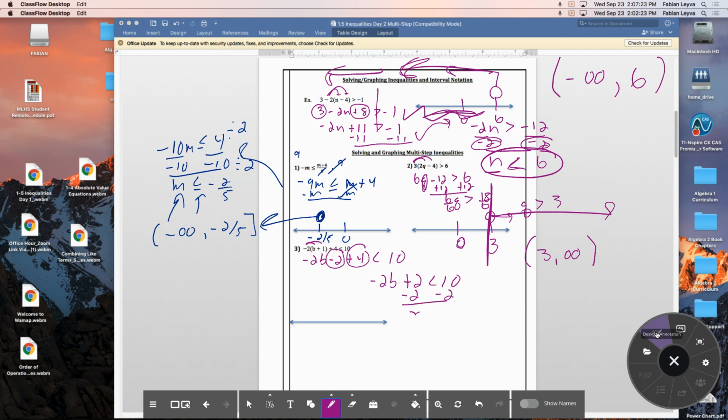You end up with a squiggly, just kidding. You end up with negative 2b is less than a positive 8. And then finally, dividing by negative 2 on both sides, you end up with b is less than negative 4.